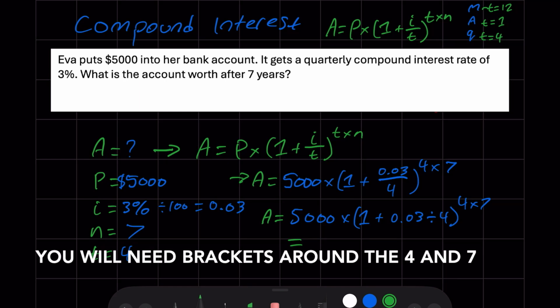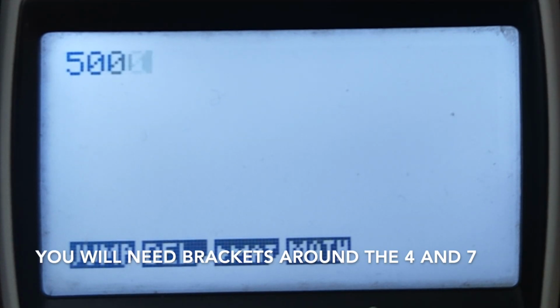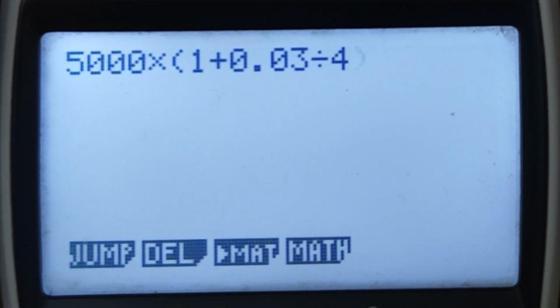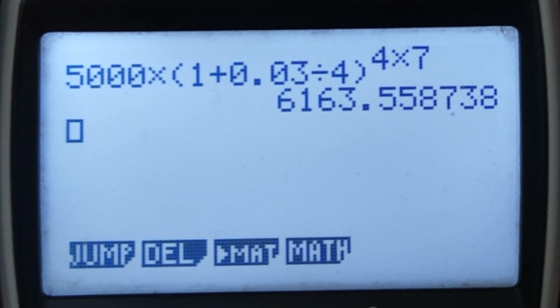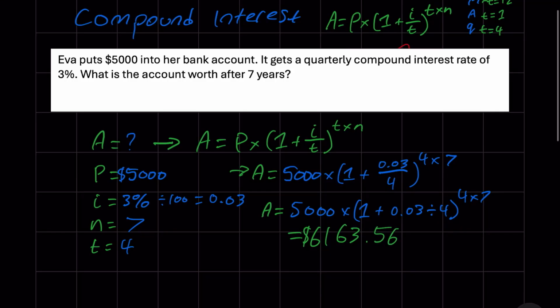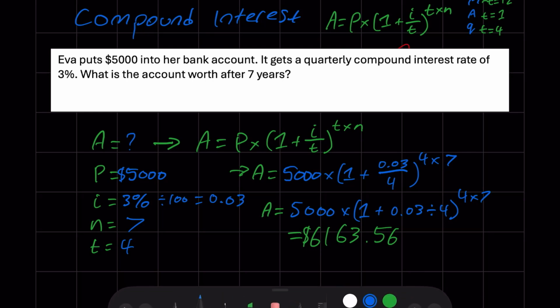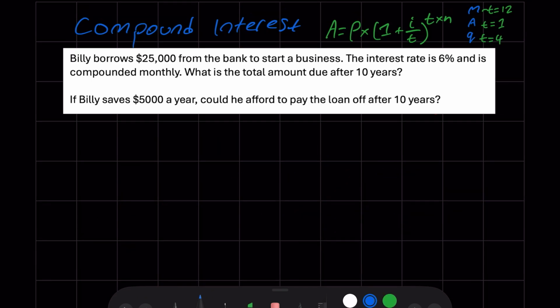I can do it in my calculator as well to show you. $5,000 times bracket 1 plus 0.03 divided by 4 to the power of 4 times 7. You will also get $6,163.56. You'll get the same number. You just need to remember to write out or to put it into your calculator like this instead of like that. All right, last question.